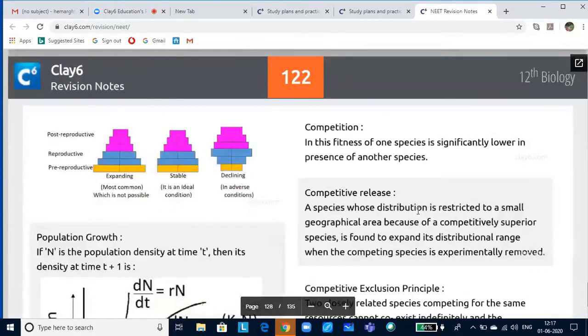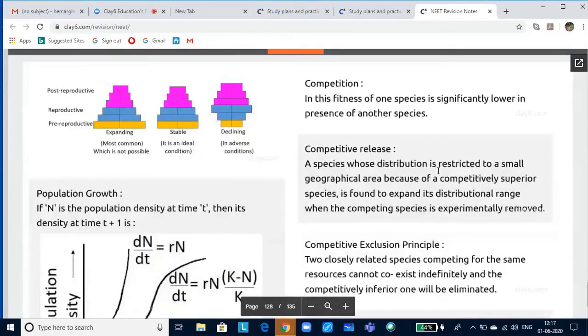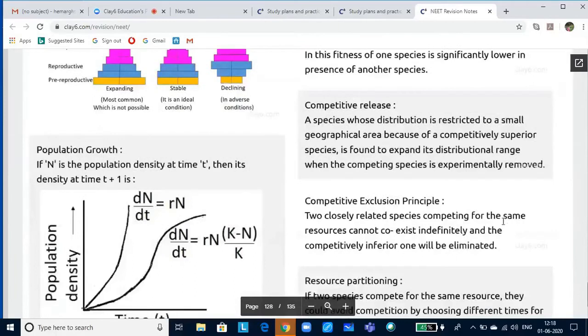Now, the next one is competition. In this, the fitness of one species is significantly lower in the presence of another species. The one which is fit will be selected by nature and becomes the victorious one, and the other will be vanquished. So you have to understand what competition is. A species whose distribution is restricted to a small geographical area because of a competitively superior species is found to expand its distributional range when the competing species is experimentally removed. This is what we call competitive release. Please make a note of this definition. Using this concept, they might give you a situation and ask you to identify it. Then the correct answer will be competitive release.